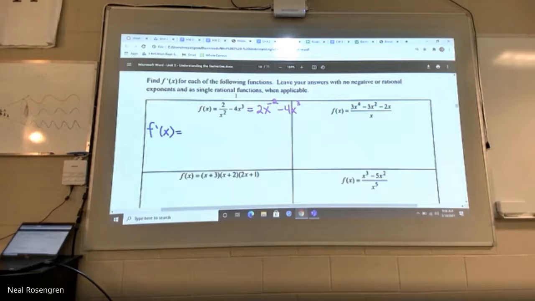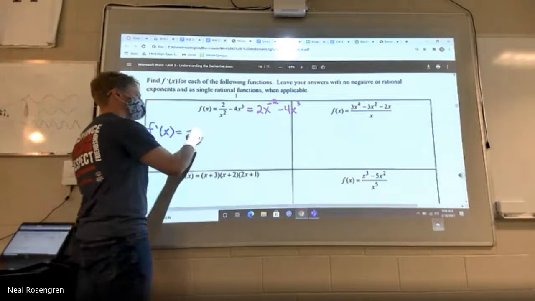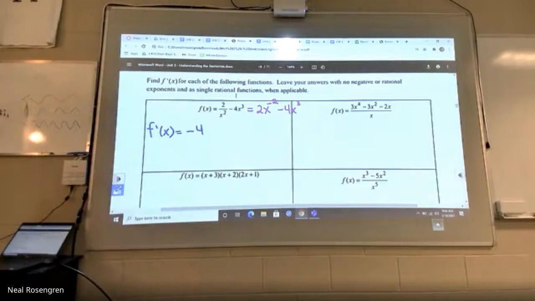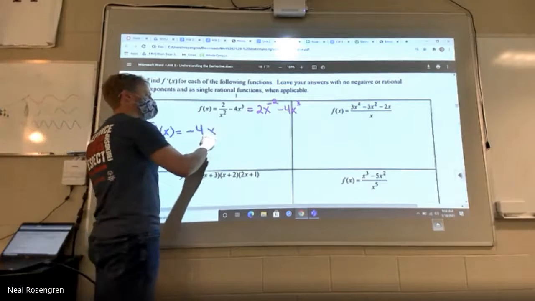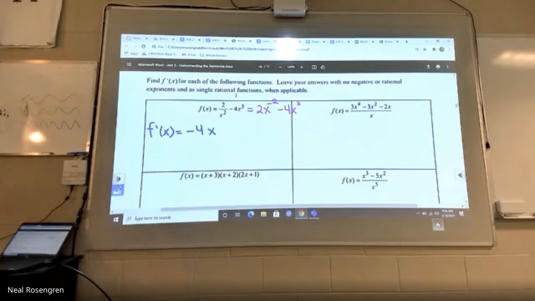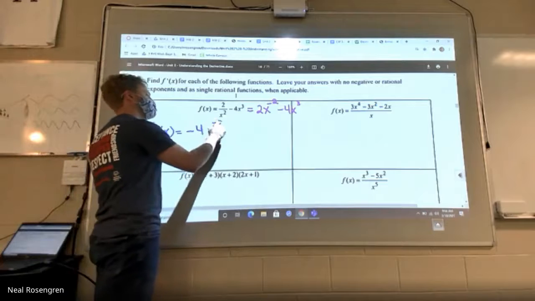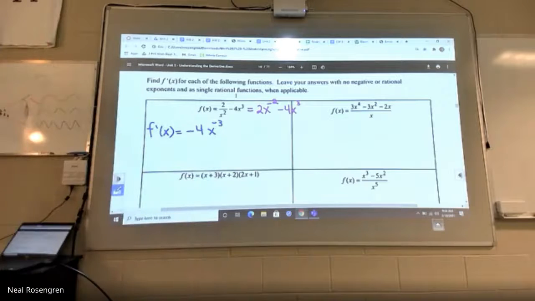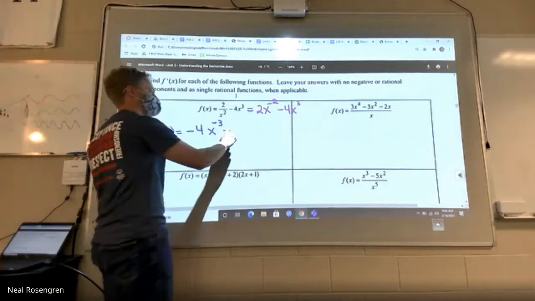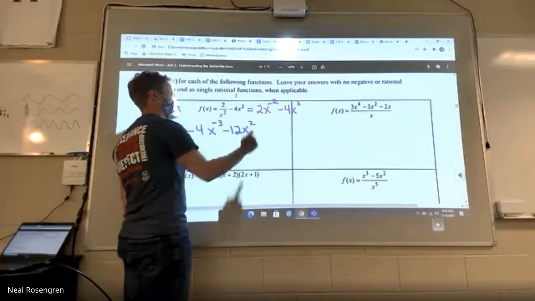Drop the exponent in front, multiply it with the coefficient. So negative 4, right? 2 times negative 2. x, and then decrease the exponent by 1. If it starts negative, it's going to get increasingly negative, right? Negative 3. And then we do it again for the next one. Minus 12 x squared.